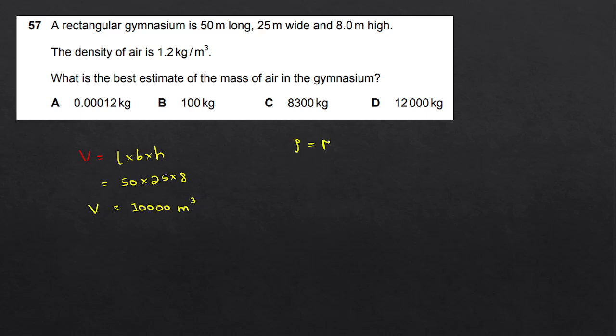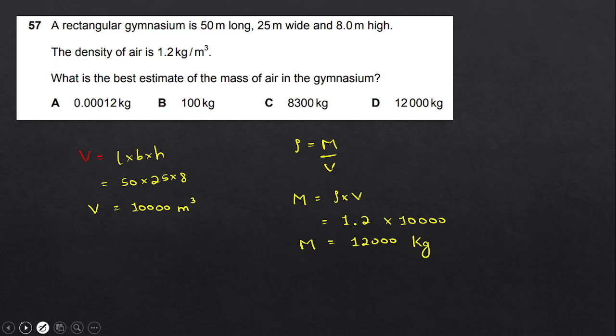Density is mass by volume. Taking mass as subject, we can write mass equals density times volume. Density is 1.2 kg per meter cube. So 1.2 times 10,000 is 12,000. So the mass of air in the gymnasium is 12,000 kg. Correct answer is option D.